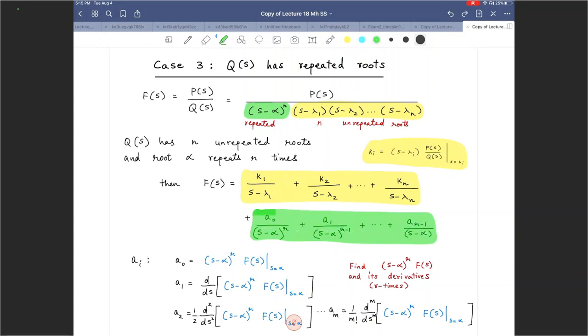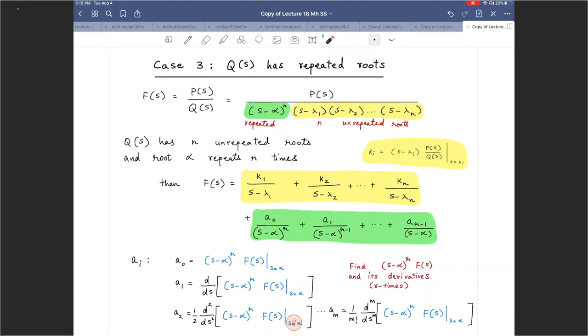And the difference in this is going to be the decreasing power in the denominator for s minus alpha. So r minus 1 and so on, all the way down to 1. So if we are able to find k1, k2, k3 and a0, a1, a2 and so on up to a sub r minus 1, we would have broken them into all the terms, partial fractions, and then we can do the inverse Laplace from there.